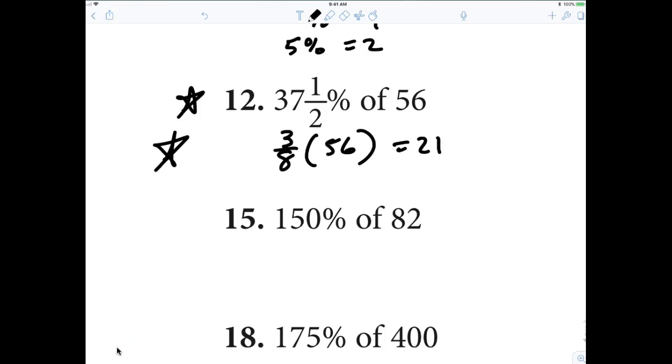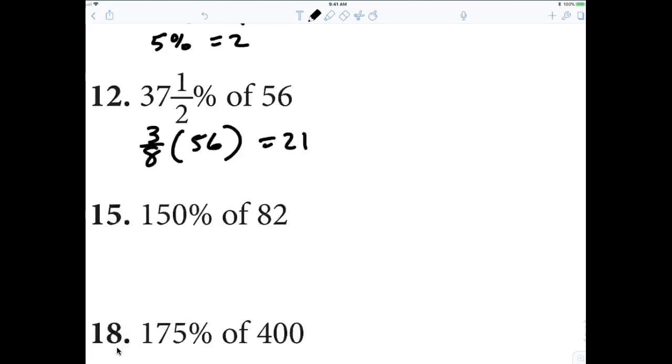And then try to put into your memory that 37.5% is the same as the fraction 3/8. All right? That's kind of tricky. Like I said, that one's the hard one. All right? Now let's move forward here.